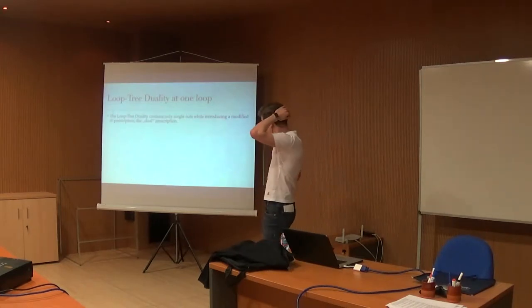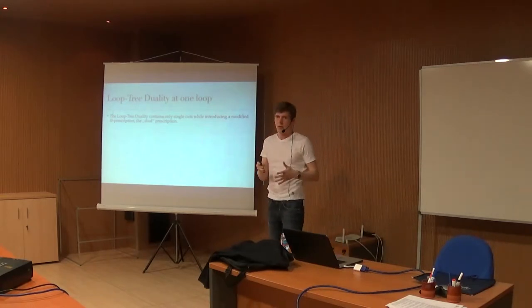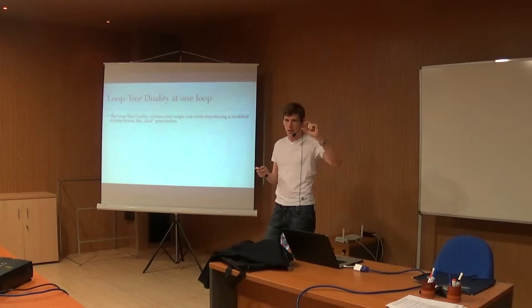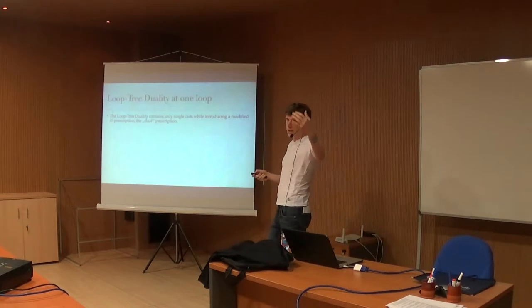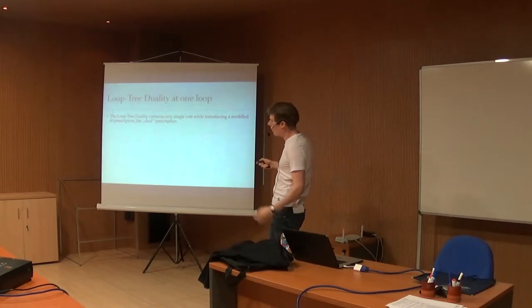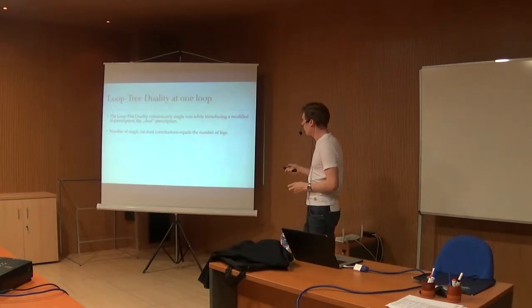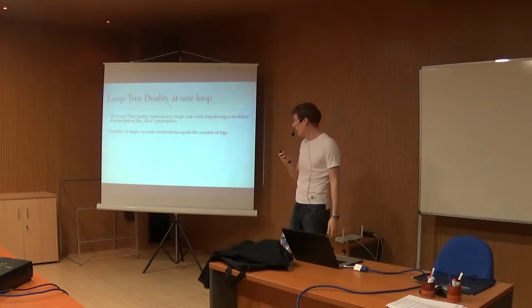So let's do a quick recap. What we have seen so far is that the loop-tree duality method converts standard one-loop integrals to a sum of tree-level objects, and these are single cut. And the price that we have to pay for only having single cut dual contributions is that we get this modified i0 prescription. And then the number of single cut dual contributions in our sum is exactly equal to the number of external legs, because from one loop we have as many external legs as we have internal lines.